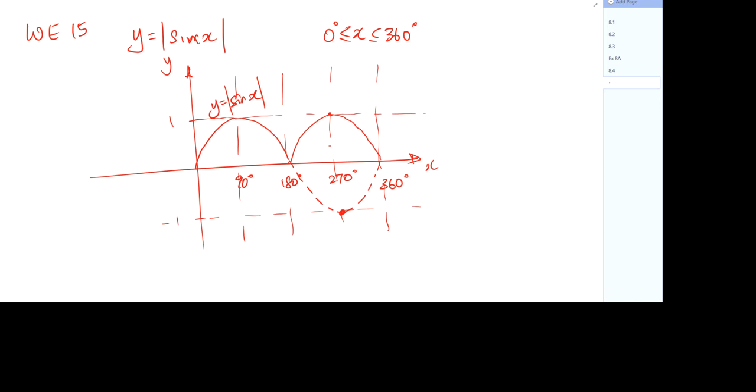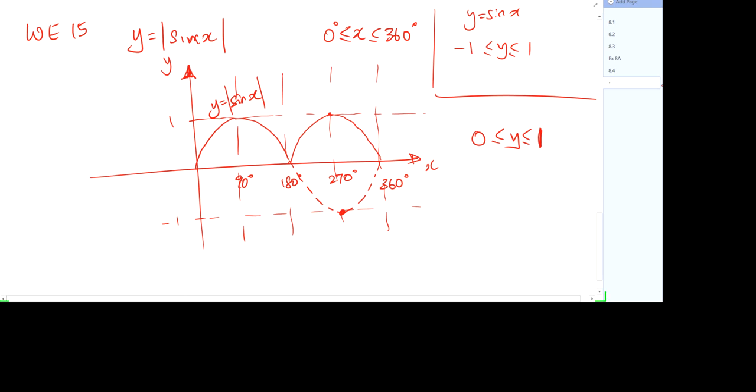So the next part is find the range of values of y. So this is my y-axis. For my new graph, what is the minimum value now? Minimum value is 0. So y ranges from 0. What is the maximum point? 1. Compare this with our y equals sine x. My y ranges from -1 to 1, okay?